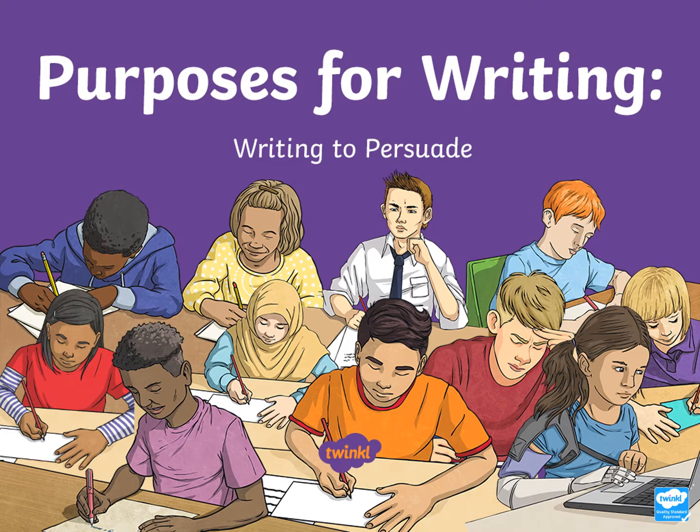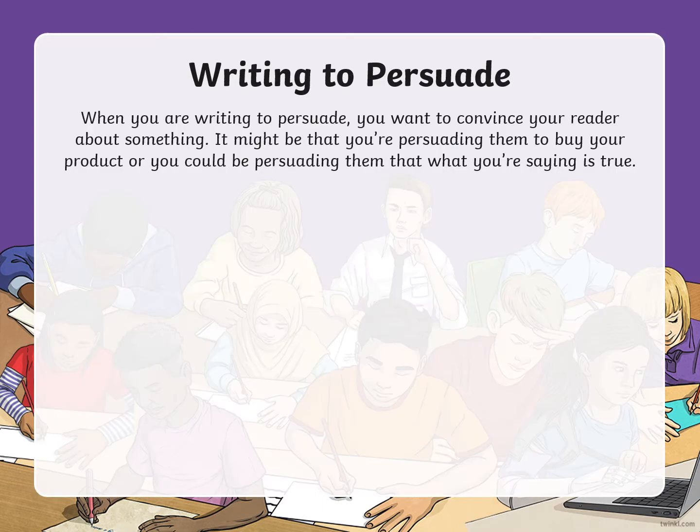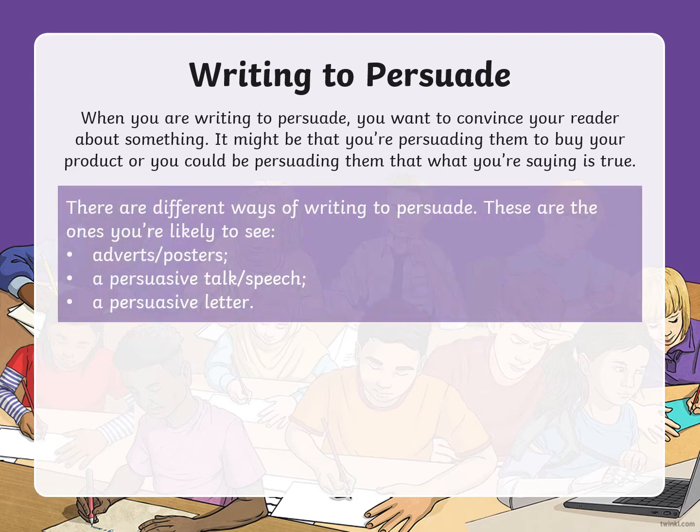Now, today's learning objective is to write to persuade. When you are writing to persuade, you want to convince your reader about something. It might be that you are persuading them to buy your product, or you could be persuading them that what you are saying is true.